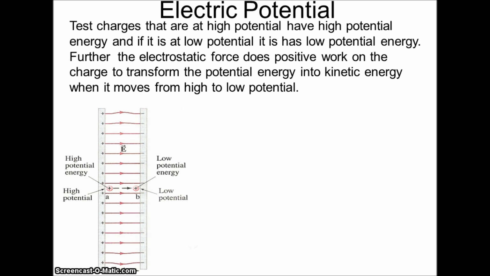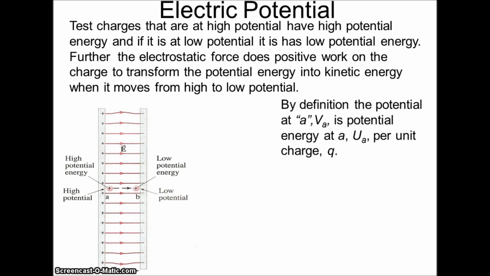So by definition, the potential VA is the potential energy at A per unit charge. So potential and potential energy are very much related. They are not the same thing though. Potential energy per unit charge is defined as potential or voltage. So therefore VA is equal to UA over Q, where UA is the potential energy. And we know that you can calculate the change in potential energy when it goes from one place to another by simply taking the charge times that voltage differential.